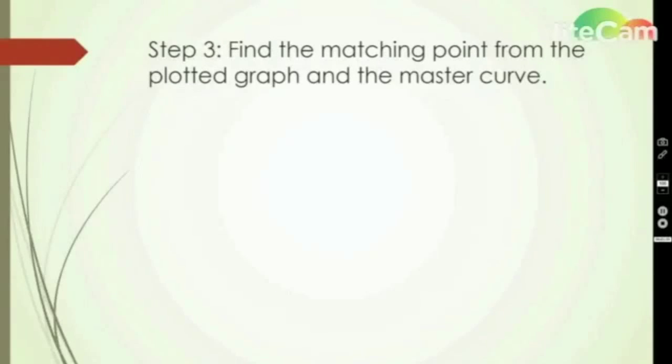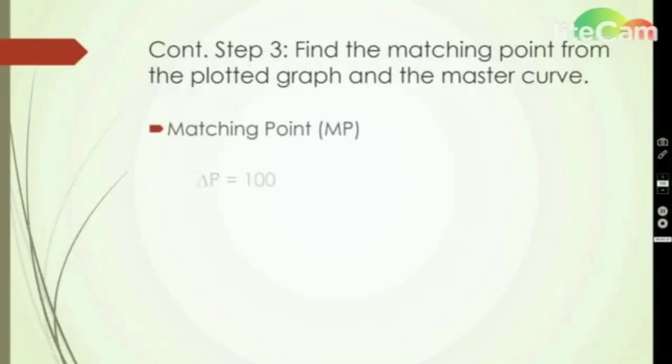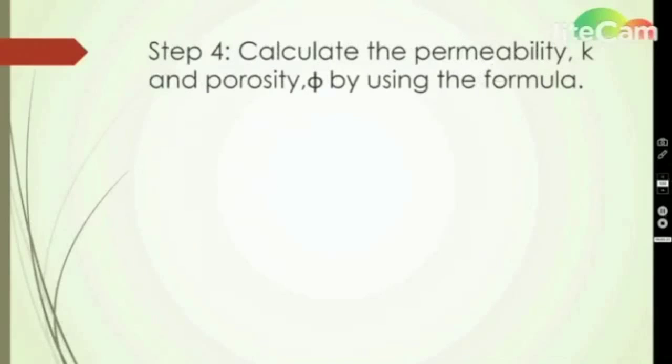Find the matching point from the plotted graph and the master curve. In this step, I pick the intersection point from the plotted graph and the master curve. In this yellow region, this is the matching point. From this matching point, we can obtain delta P, delta T, PD, and TD over RD square. So, delta P is equal to 100, PD is equal to 0.92, delta T is equal to 10, TD over RD square is equal to 0.85.